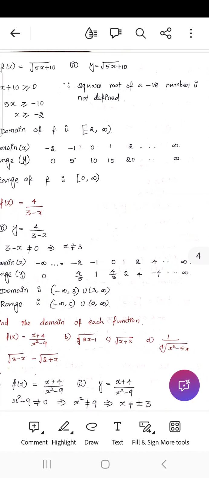Therefore the domain is the open interval minus infinity to 3 union the open interval 3 comma infinity. The range is minus infinity comma 0 union 0 comma infinity.